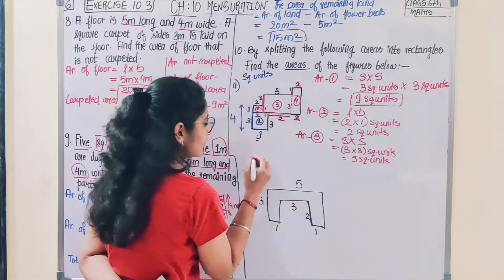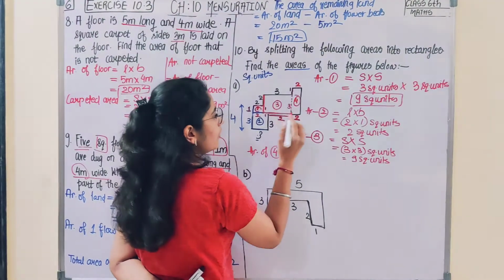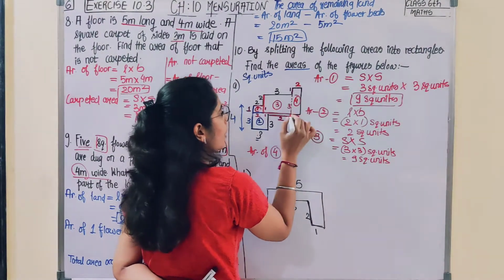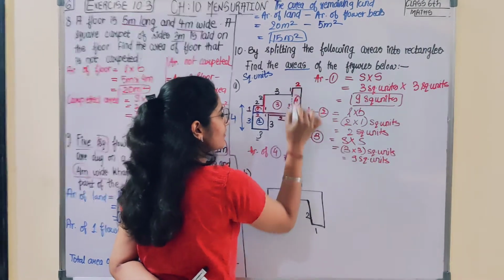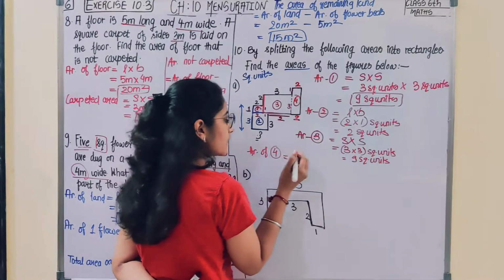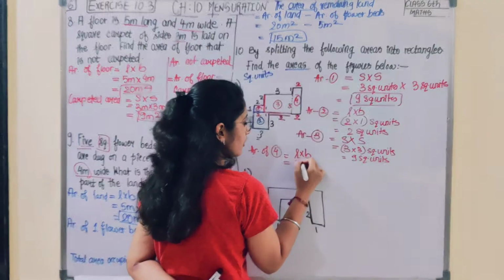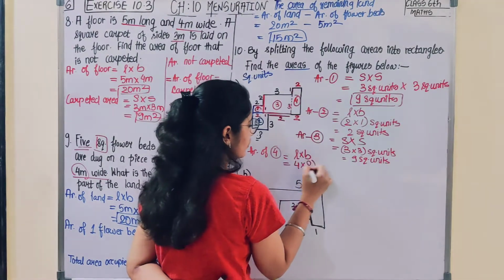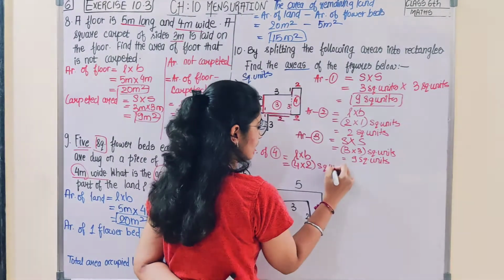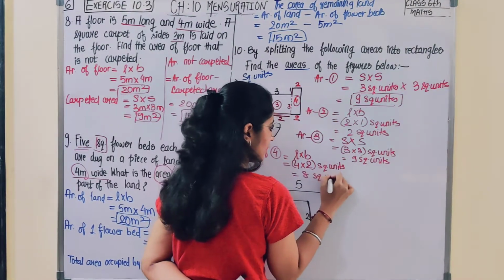Okay, now last area of fourth. तो देखो यहाँ पे इसका 2 और ये 4, 3 + 1 4. ओके, so observe carefully. Area of fourth figure is length into breadth. Length is 4 into breadth is 2 square units. That is 8 square units.